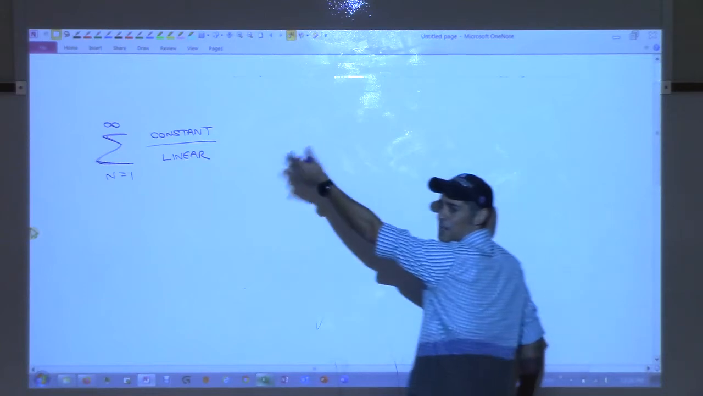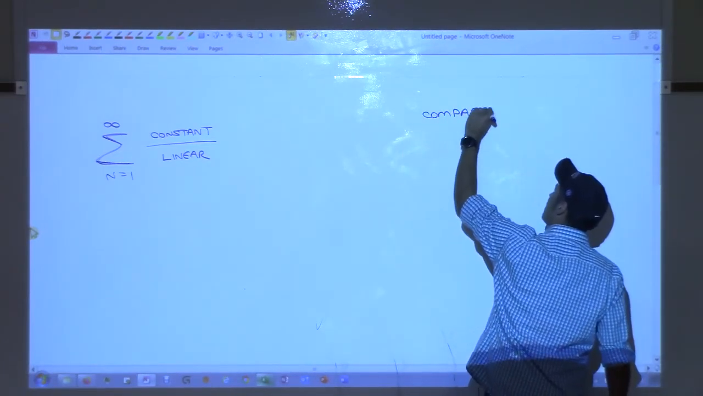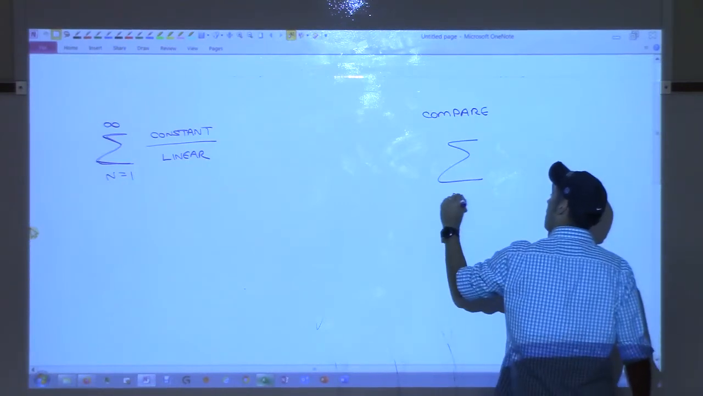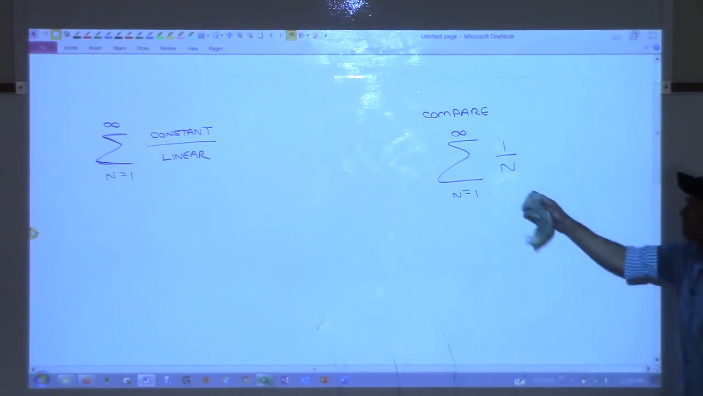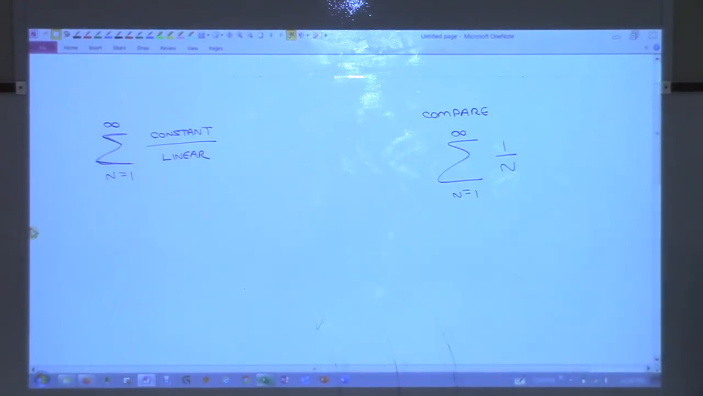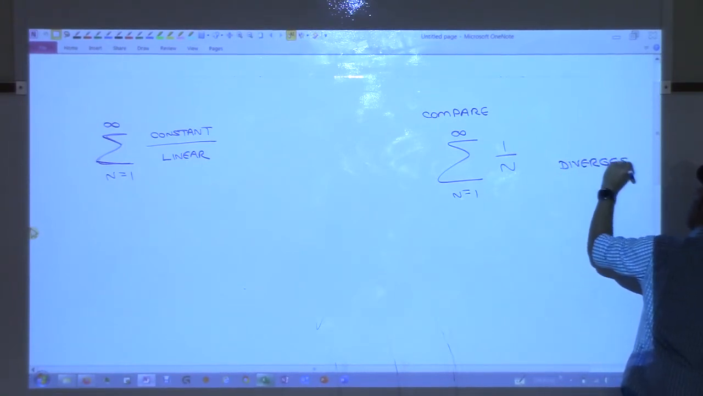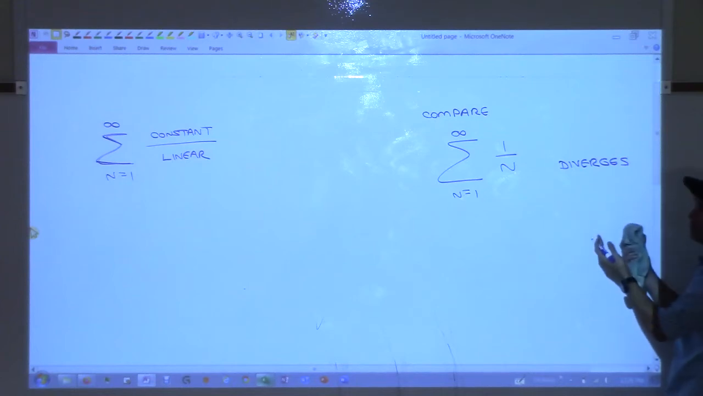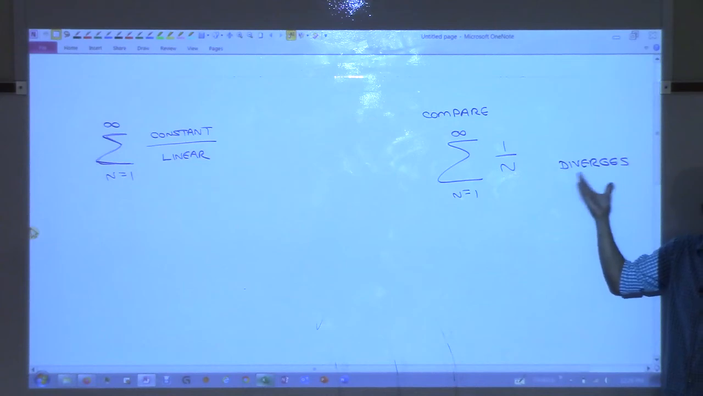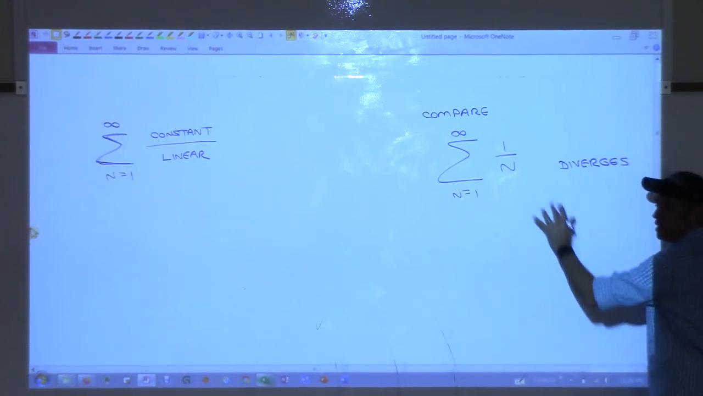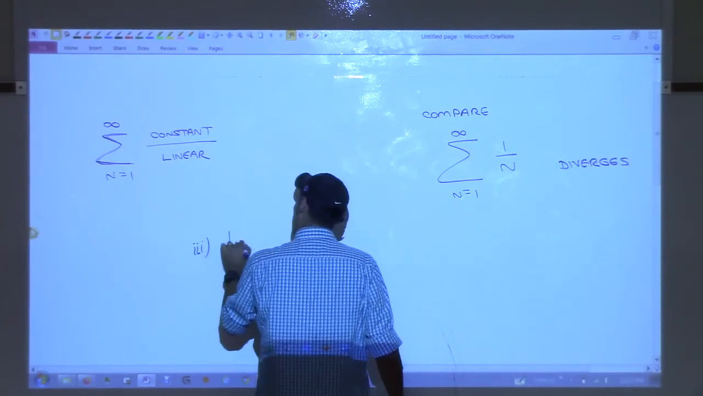So let's say we have something like that, and I compare it to 1 over n. What do I know that that does? That diverges, right? Diverges why? It's harmonic, or you could say it's a p series with p being 1, in which case it diverges. So this diverges, yes?